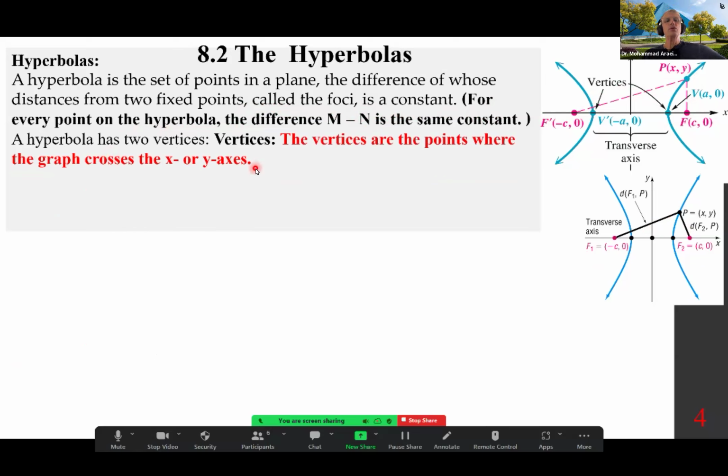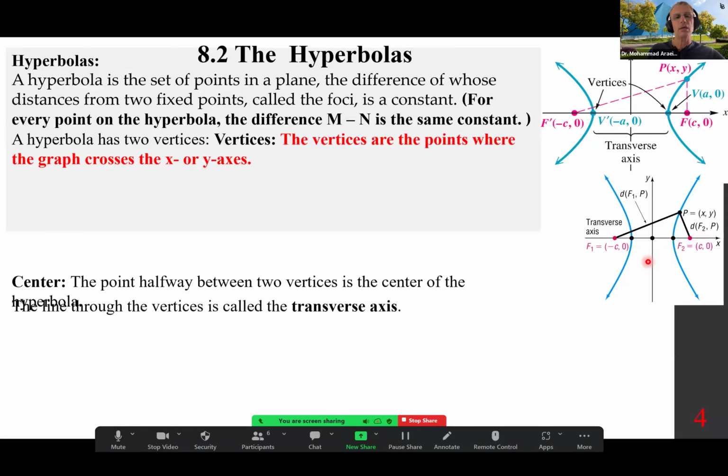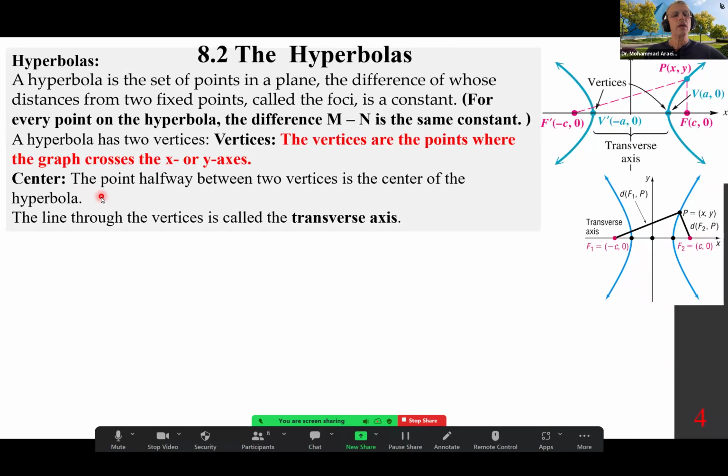A hyperbola has two vertices. The vertices are the points where the graph crosses the x or y axis. When it opens sideways, it crosses the x-axis, and the x-intercepts, if it's centered at 0, 0, are considered the vertices. Center. The point halfway between two vertices is the center of the hyperbola. The line through the vertices is called the transverse axis.